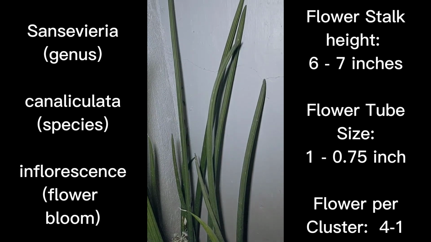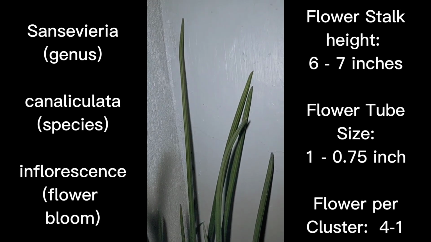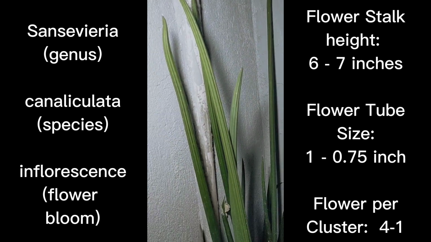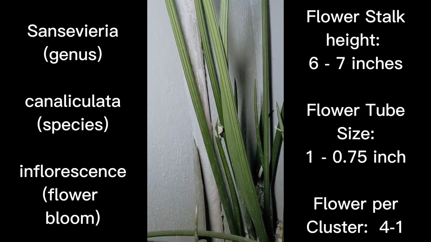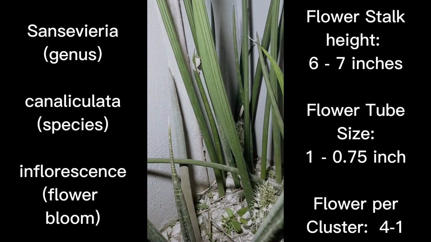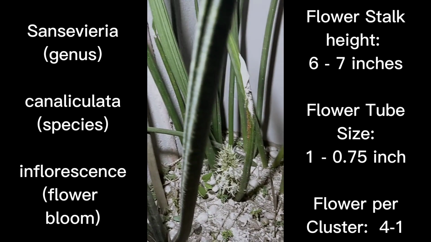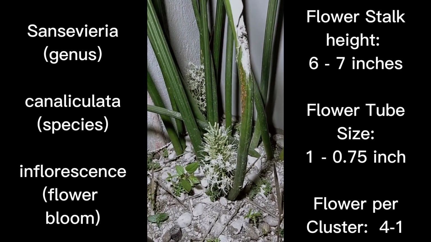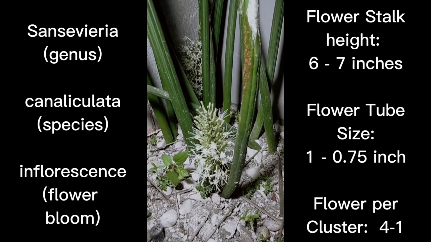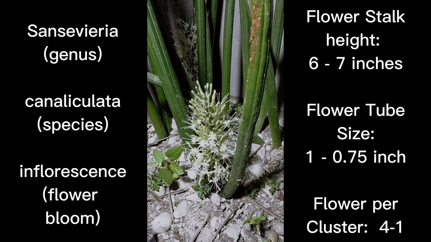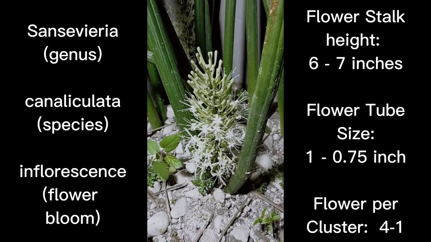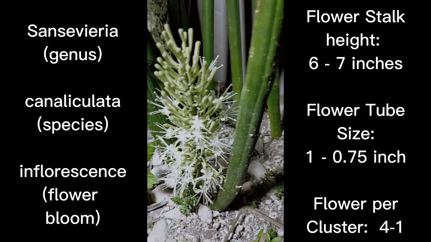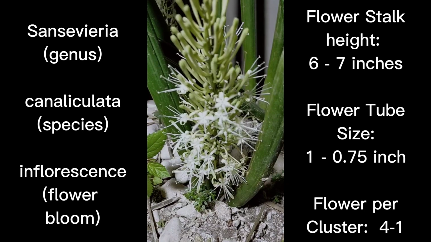By the way, this is how the canaliculata looks, and actually there are two flower stalks there. One is in front, the other one is right beside the wall. This is, I think, the 20th day when I took this video, and it will take about 23 to 24 days for the full bloom to complete and all the flower buds to open up.